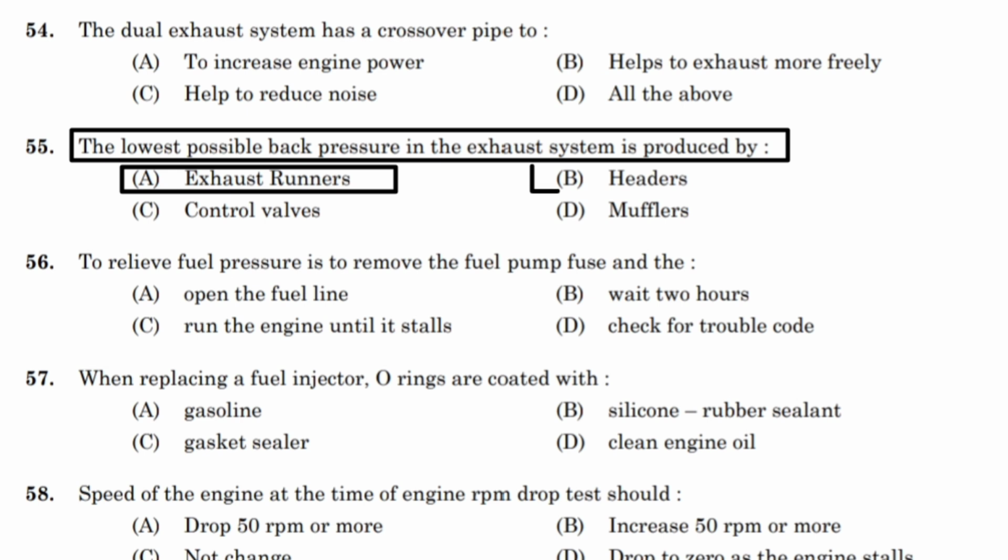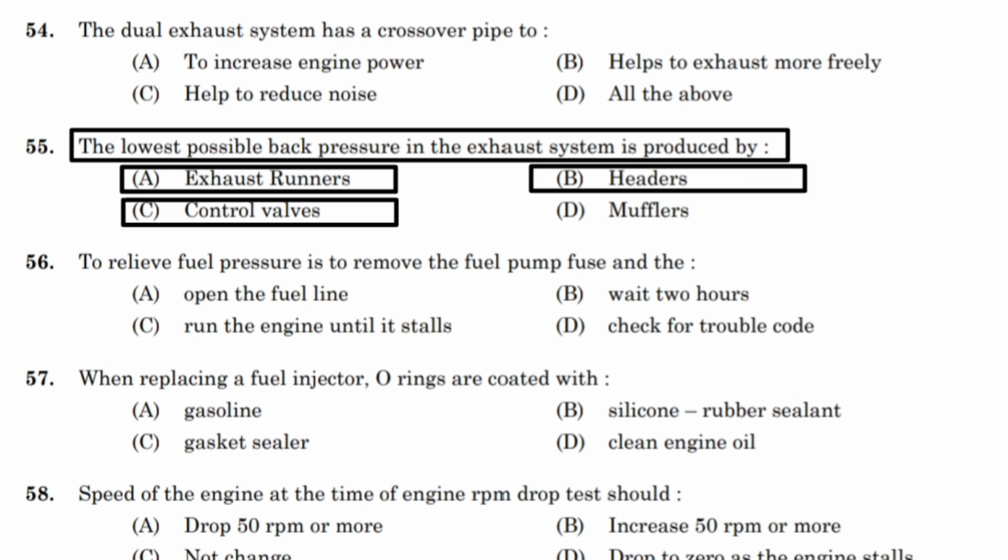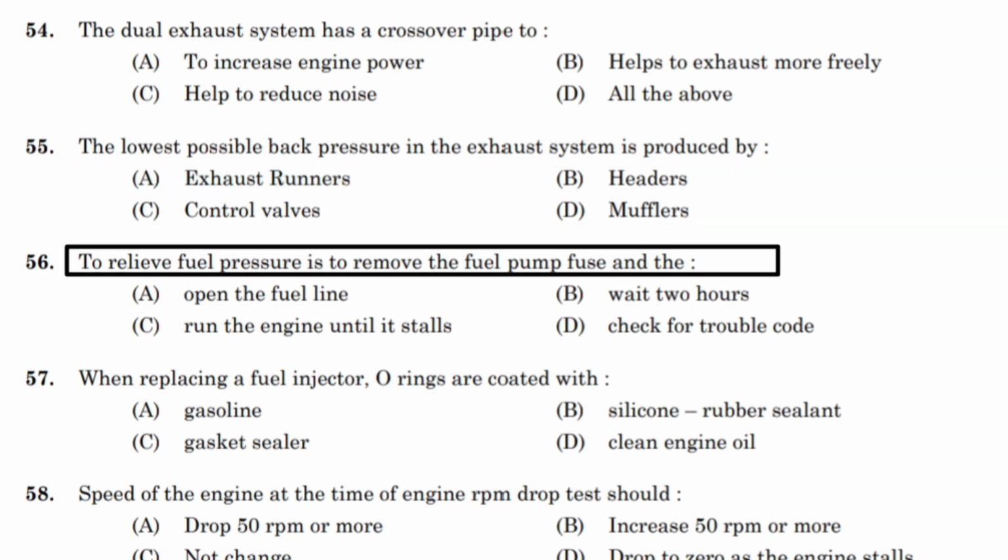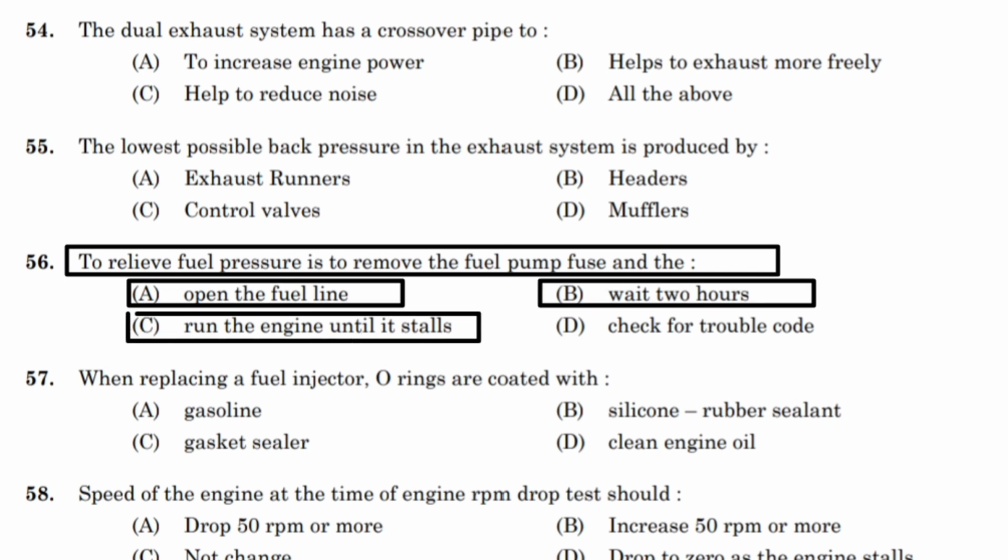Exhaust runners, B. headers, C. control valves, D. mufflers. Answer A. Exhaust runners. 56. To relieve fuel pressure, remove the fuel pump fuse and A. open the fuel line, B. wait 2 hours, C. run the engine until it stalls, D. check for trouble code. Answer C. Run the engine until it stalls.